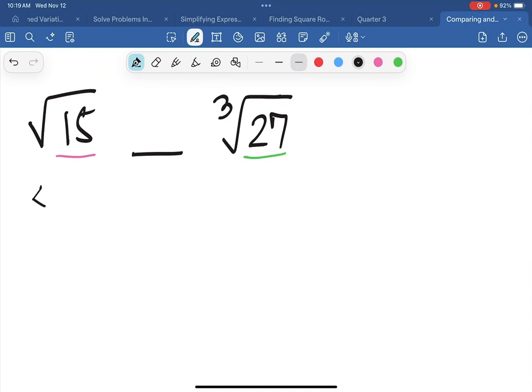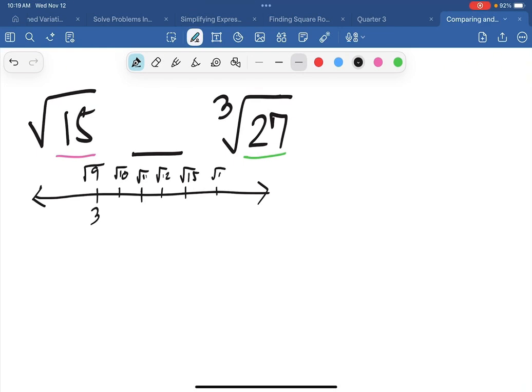We need to remember, first let's have the square root of 15 here. We know that 3 squared is 9, so the square root of 9 is 3, and then we have the square root of 10, square root of 11, square root of 12, square root of 15, which is the given, and the square root of 16, which is 4. Again, this is under square root.